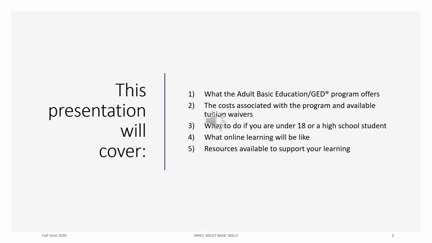Some of the topics we'll cover today include what the Adult Basic Education and GED program offers, how much classes cost, and the tuition waivers available, the extra steps you'll need to take if you're under 18 or a high school student, what to expect from online learning, and several resources available to support you during your time in the program.